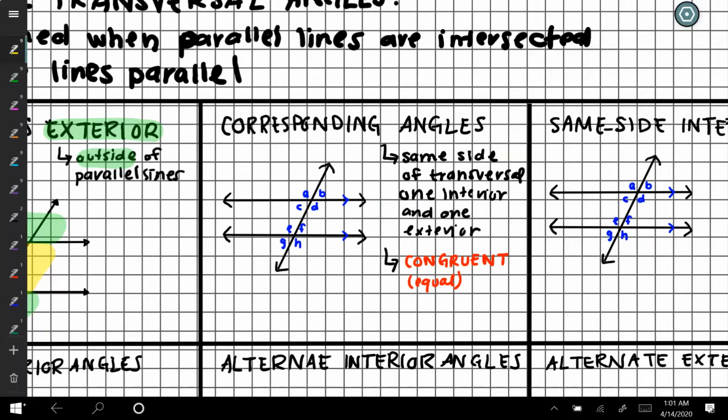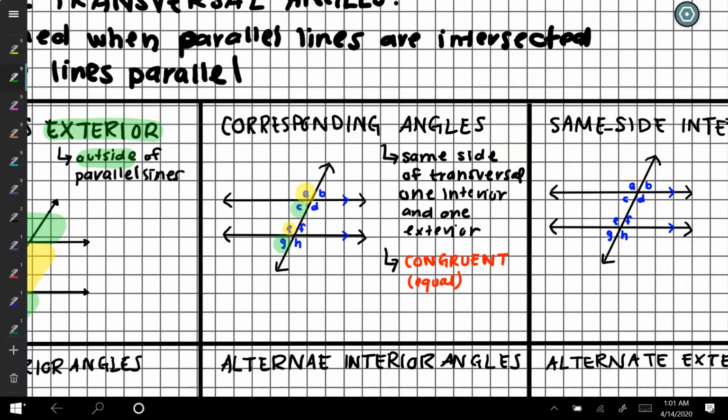So we're going to start on the same side of the transversal. We're going to start by looking at the left side, with angle A. The angle that is corresponding to angle A, so angle A is exterior, it has to be an interior angle on that same side, which is going to make it angle E. Staying on the left side, now we're looking at angle C. Angle C is interior, so we need to find the exterior angle on the same side of the transversal, which would be angle G.